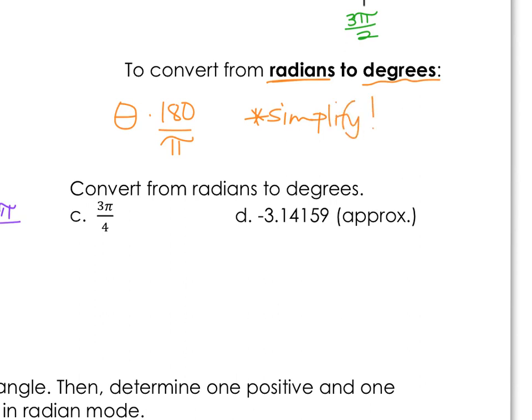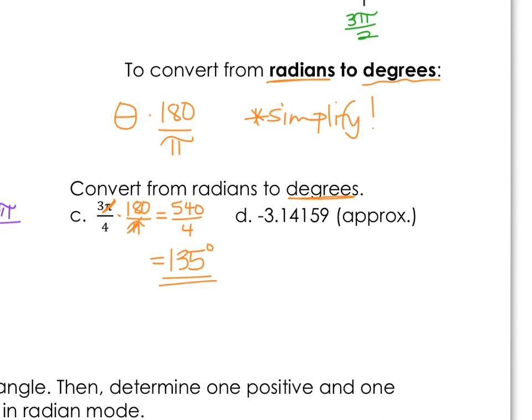So if we have 3 pi over 4 down below, and we want to convert that to degree mode, I'm just going to multiply by 180 over pi. The nice thing about a problem like this is there's a pi in the numerator and denominator, and they cross off. Now, 3 times 180 is 540, but if you divide 540 by 4, you get 135. And because you want a degree answer, make sure you label it with a degree symbol.